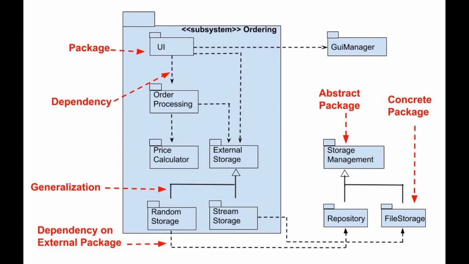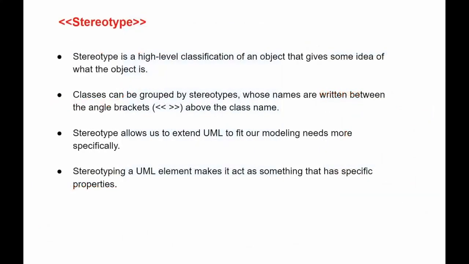Now, what does this word stereotype actually mean? A stereotype is a high-level classification of an object that gives some idea of what the object is. Classes can be grouped by stereotypes. Their names are written inside angle brackets above the class name. A stereotype allows us to extend UML to fit our modeling needs more specifically. In other words, stereotyping a UML element makes it act as something that has specific properties.